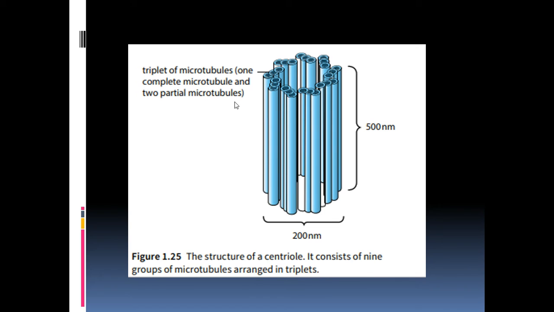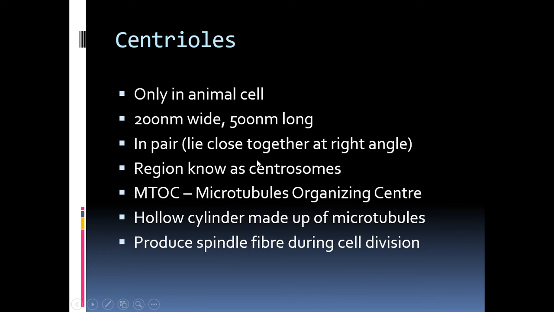So the diagram that you see here gives a better illustration on how centrioles are arranged. You have 9 triplets of microtubules here, and they are arranged in a ring formation that produce a hollow cylindrical structure. Okay, these are some of the points on centrioles that we have discussed just now.